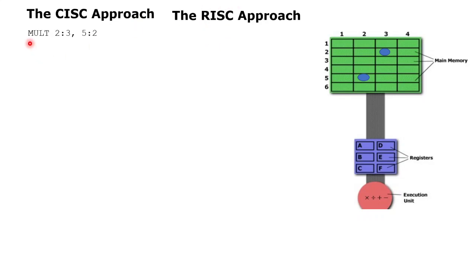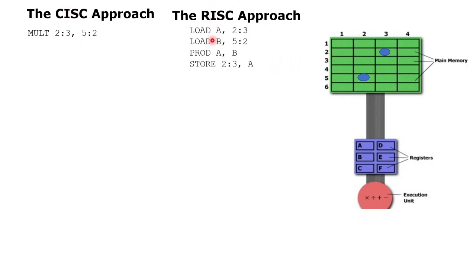Here I am using only a single instruction to perform this multiplication operation. This MULT is a mnemonic, and I am going to multiply the data in the second row, third column memory location with the data in the fifth row, second column memory location, and move the final result to the second row and third column. By using a single instruction, we achieve this complete operation in CISC.